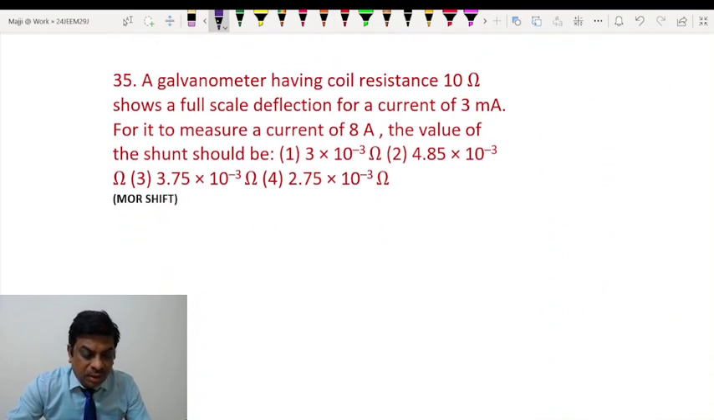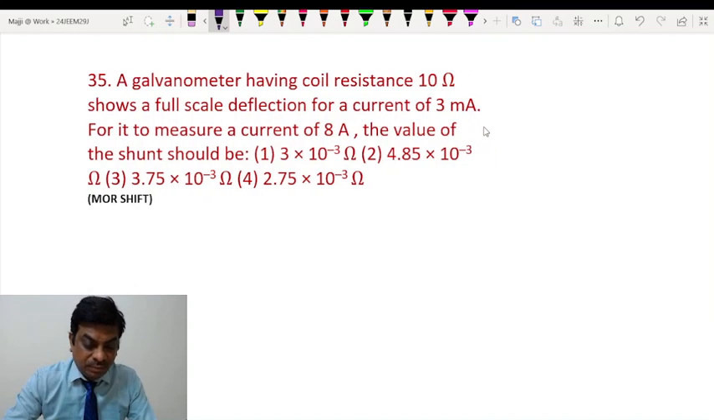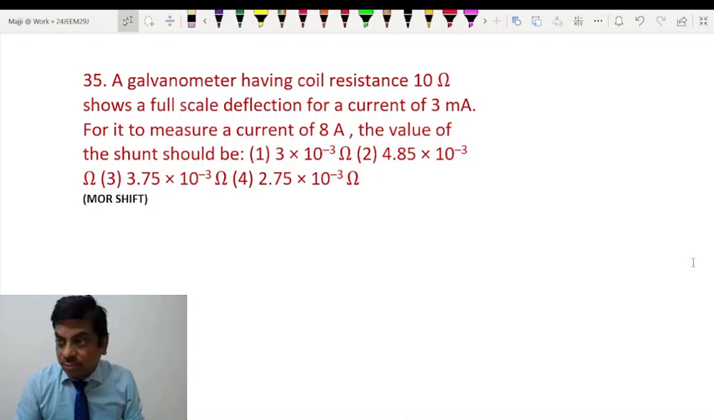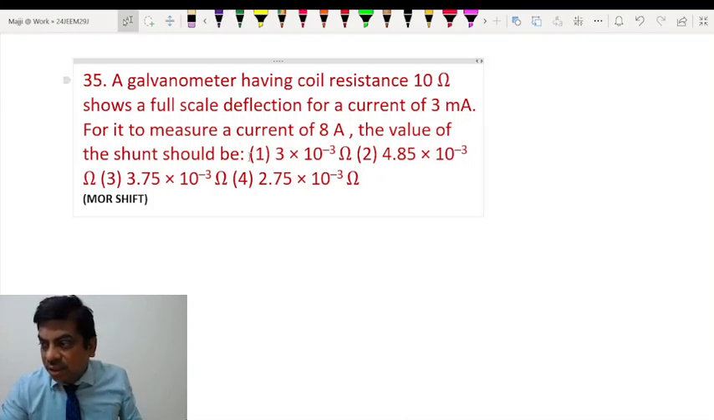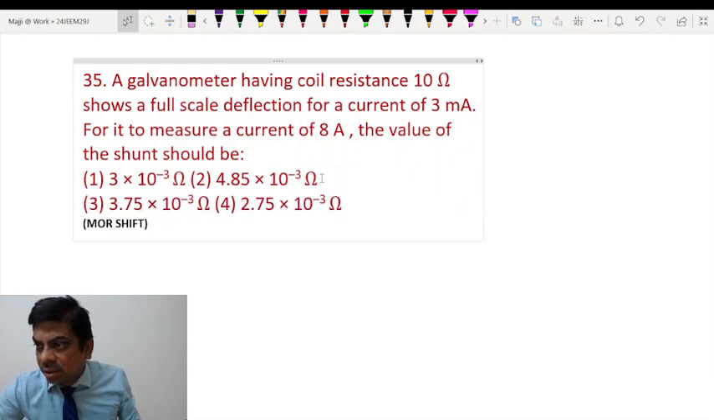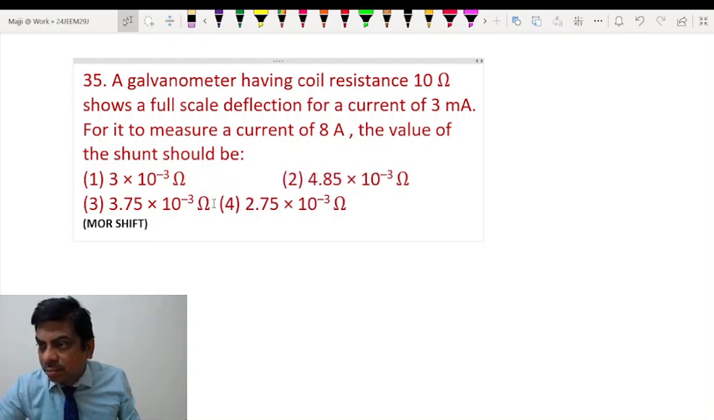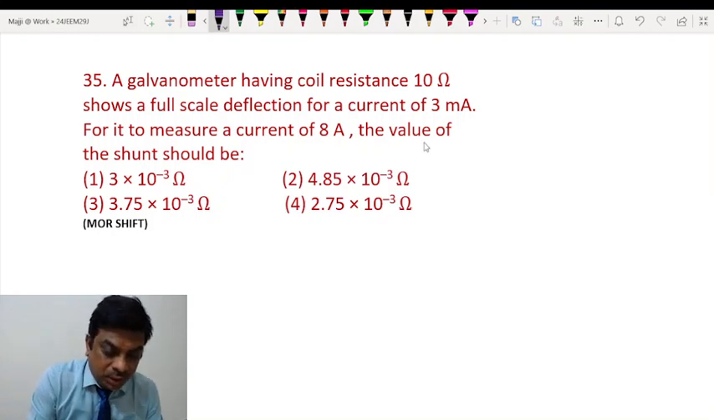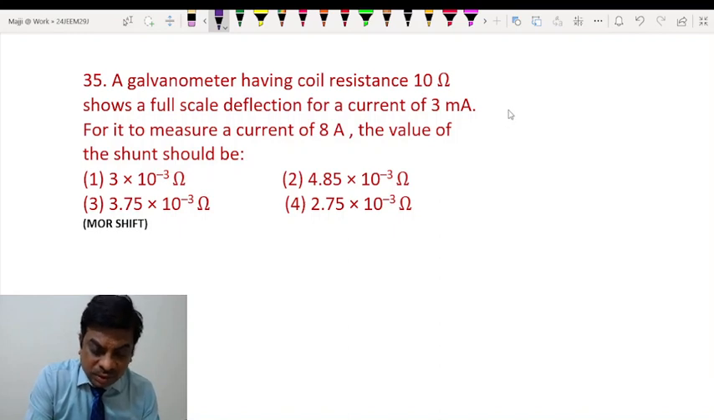A galvanometer coil having coil resistance this much shows a full scale deflection for a current of 3 milliampere. For it to measure a current of 8 ampere, the value of shunt should be. Now as you know, let us slightly adjust them so that the options are clear. So here we know we have a ready-made formula, students.